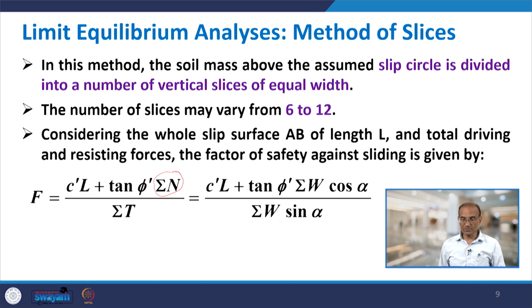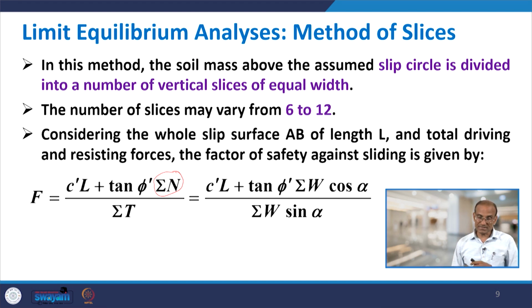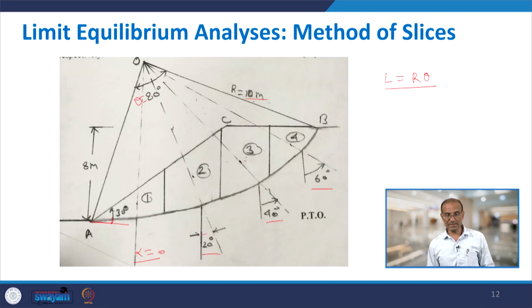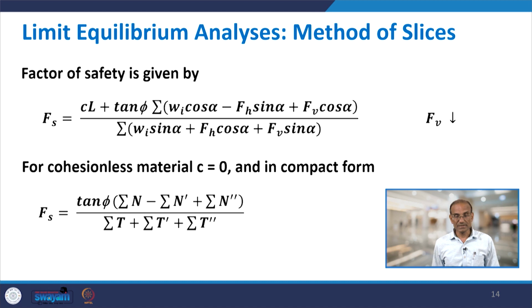One important issue: because it is said that the soil is cohesionless, in this equation C will become 0. If C is 0, then this term, C into L, will be 0. So as such you do not require to calculate R into theta, because L is not required to be calculated, and your equation gets simplified. So in this case, your equation for the limit equilibrium method of slices, this is the equation.